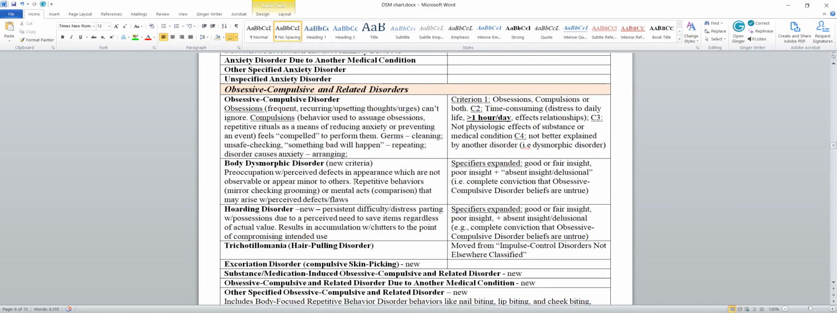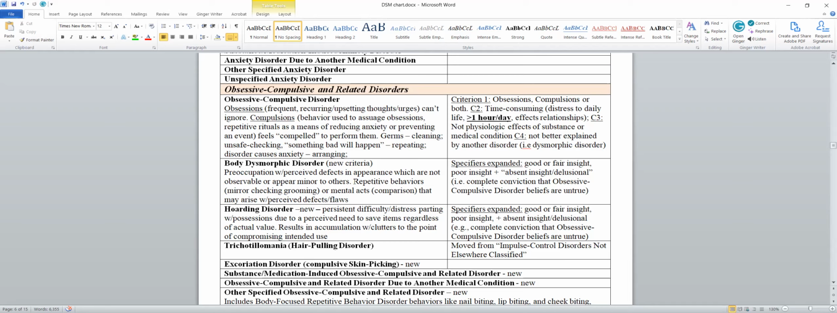So diving into the subcategory of obsessive compulsive disorder, which is under the category of obsessive compulsive and related disorders. Obsessions are frequent, recurring upsetting thoughts or urges that cannot be ignored. Compulsions are the behaviors used to assuage the obsessions, like repetitive rituals as a means of reducing anxiety or preventing an event. The person feels compelled to perform them.